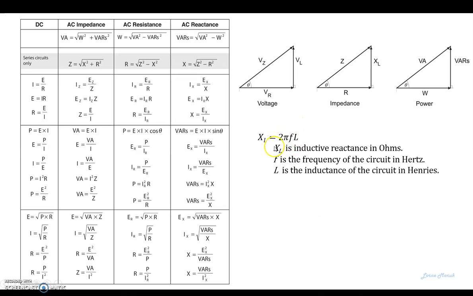If our frequency goes up, so does our reactance. If our inductance goes up, so does reactance. So this is directly proportional.